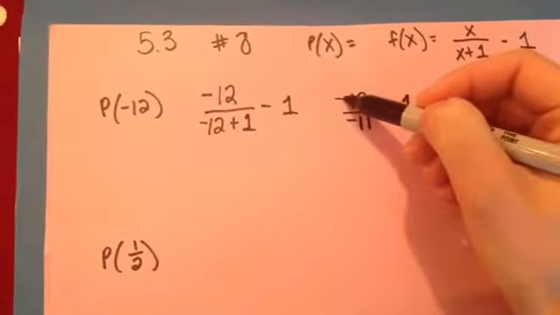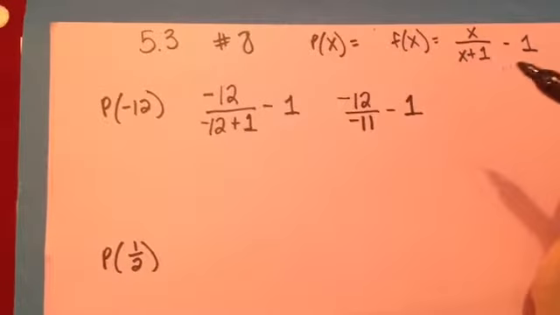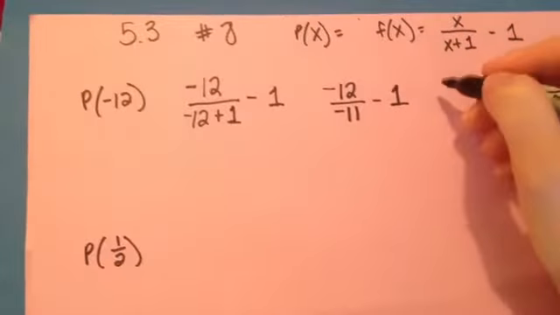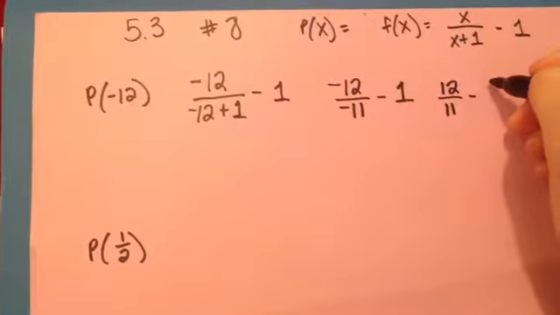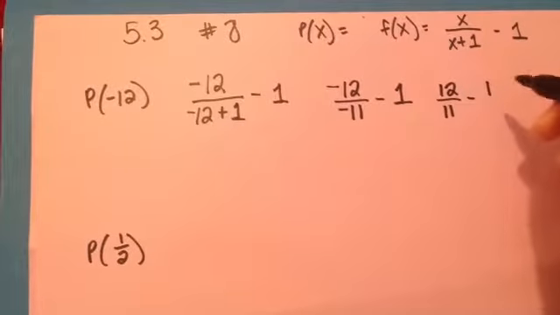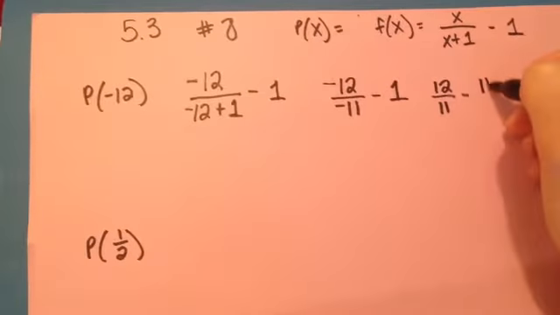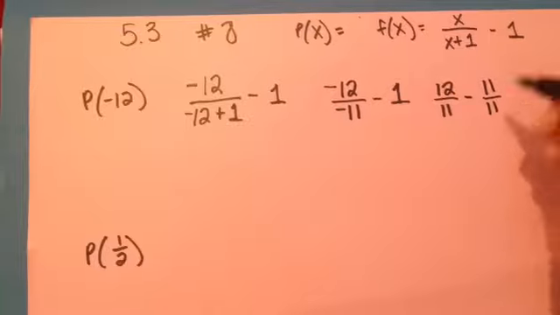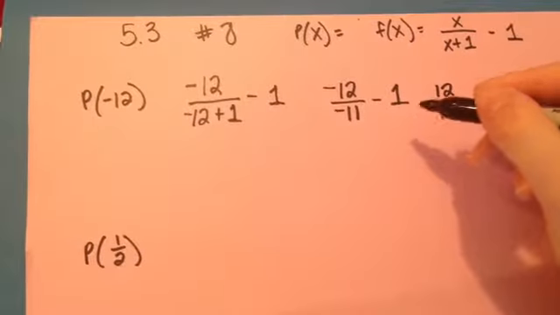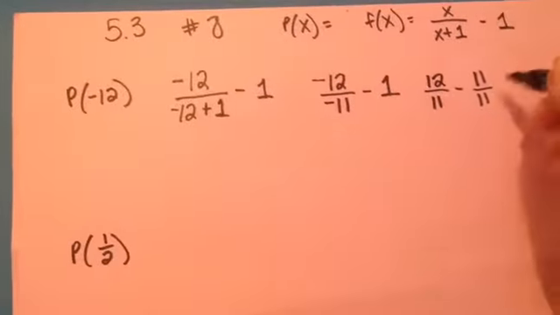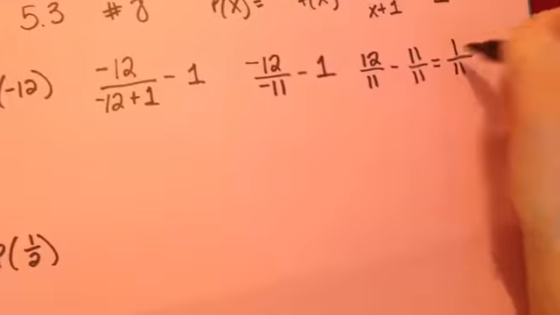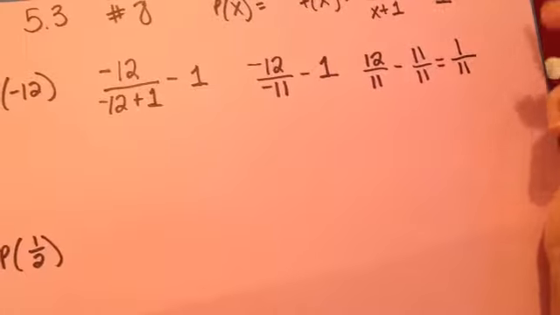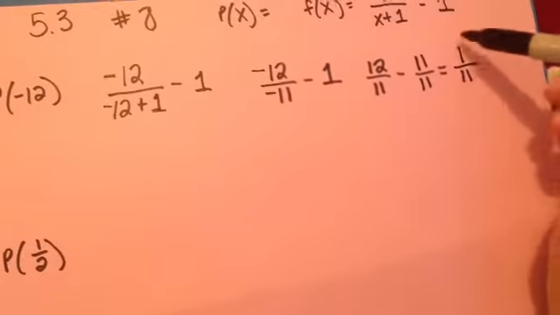Now, because I have a negative divided by a negative, remember that turns to positive. So that's going to leave me with positive 12/11 minus 1. And actually I know that 1 is the same as 11/11 because I need a common denominator, or you can think of it as 1 over 1 multiplied by 11 over 11. And then I'm just going to subtract. So I'm going to keep my denominators the same. 12 minus 11 would be 1. So my answer there, when x is negative 12, p of x is 1/11.